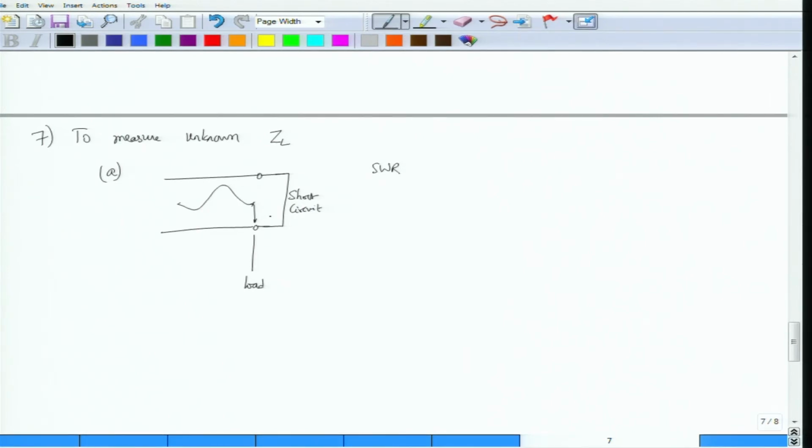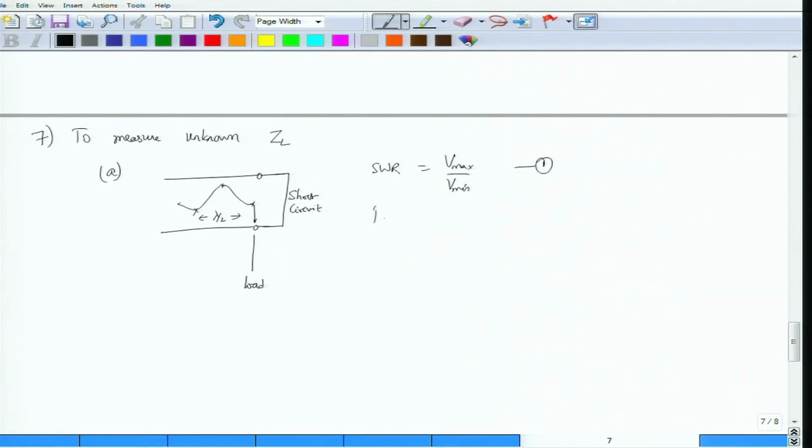Please note that when you replace the actual unknown load by a short circuit, the first minima happens to be on the load itself. Then after every lambda by 2, this minima repeats. We don't want to know the second maxima and so on. Any of the minima would serve as a reference. To find SWR, you find V minima, you also find V maxima, and then find SWR as the ratio of V max to V min. So you keep this calculation ready with you.